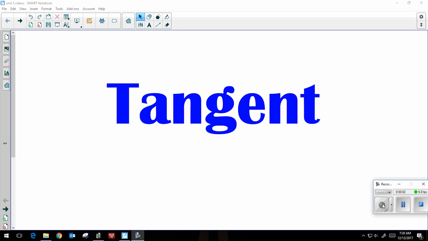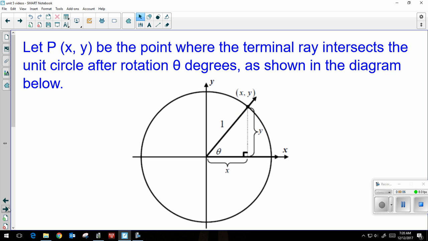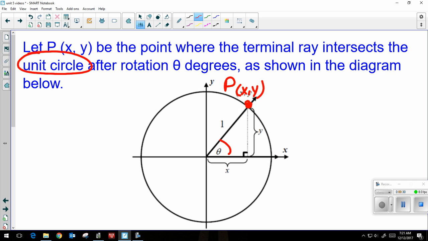This video is going to teach you a little bit about tangent. So let point P, x comma y, be the point where the terminal ray intersects the unit circle after rotation theta degrees as shown in the diagram below. So here's the point, x comma y, we're going to label that P, and here's theta.